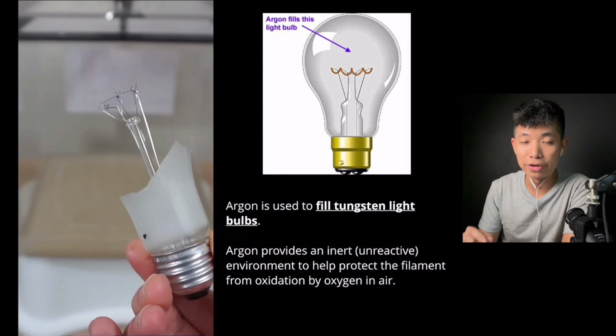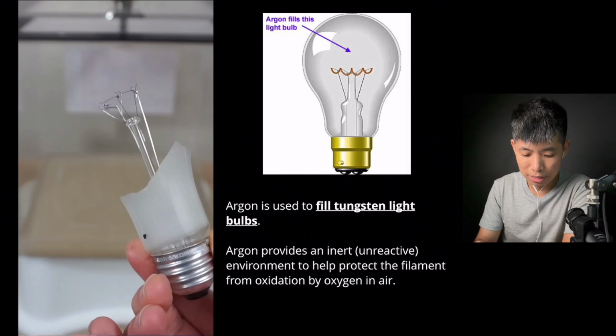Once the tungsten reacts with oxygen, it becomes tungsten oxide, which is an ionic compound. And you know that ionic compounds do not conduct electricity in the solid state. So it's no longer a metal. It doesn't allow current to pass through. So let's take a look at this experiment over here.